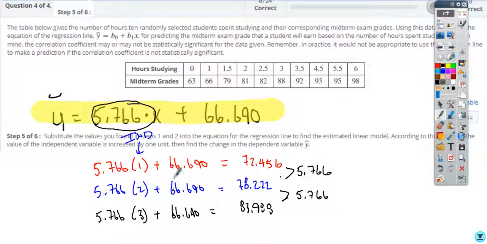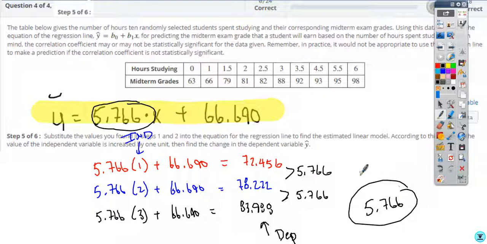So what they're trying to say is that if I increase my independent variable by 1, then I'm increasing my dependent variable, which is the output, by the slope. So in that particular case, the answer is 5.766, which is known as nothing more than the slope, which in this particular case is known as our b value from our original equation.